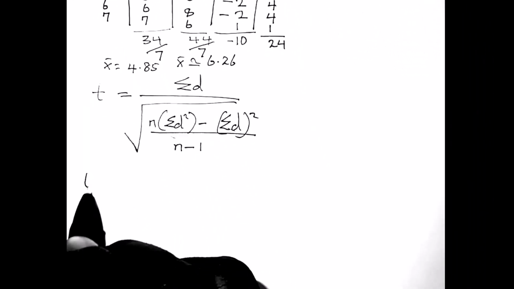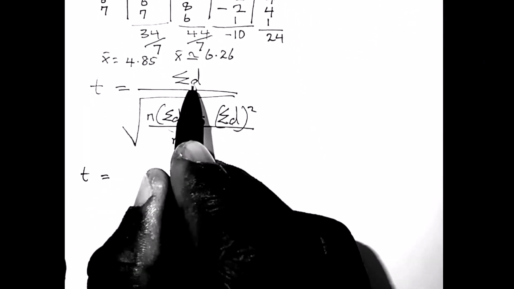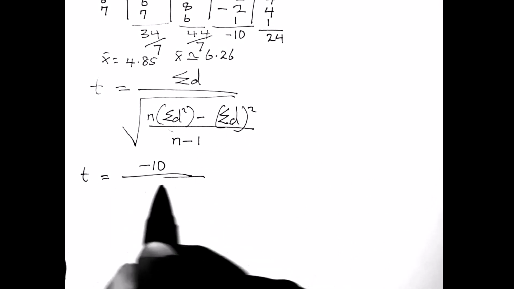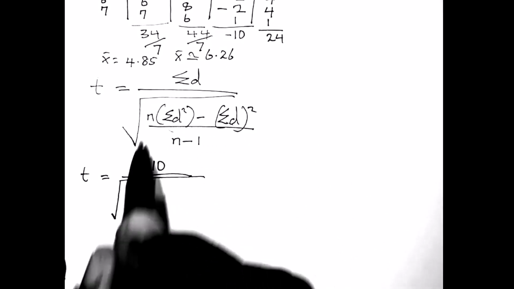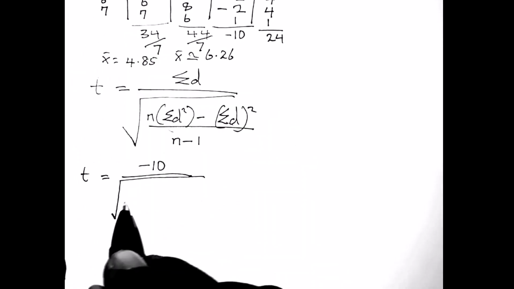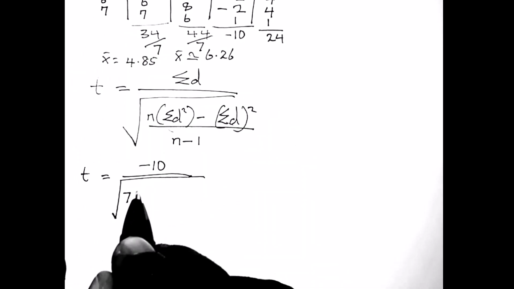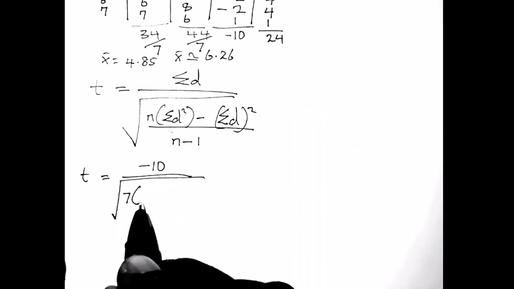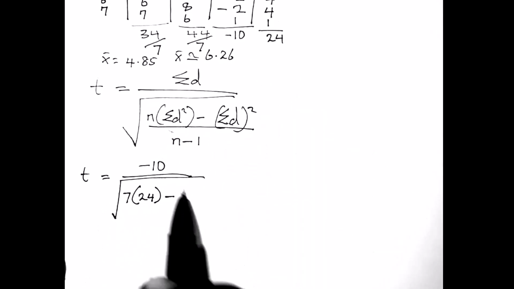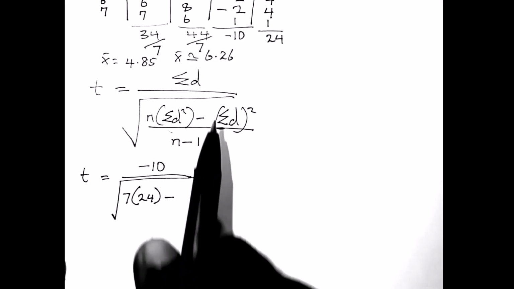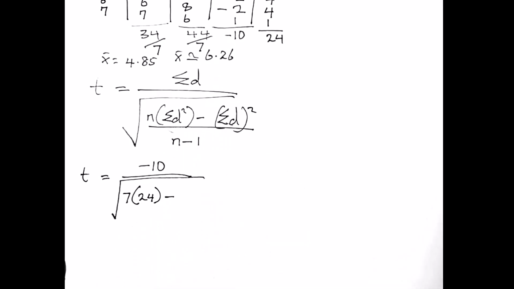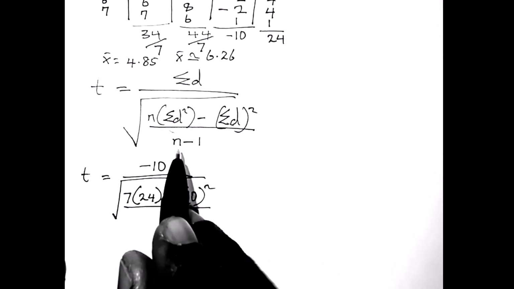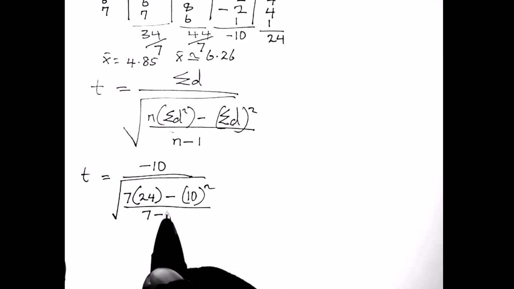So we have t is equal to the summation of the difference, minus 10, divided by the square root of n. Our n is 7 because the sample size is 7. So we have 7 into bracket, summation of the d squared, which is 24 here, minus summation of the d, then squared, which is 10 squared, divided by n, we know is 7. So we have 7 minus 1.